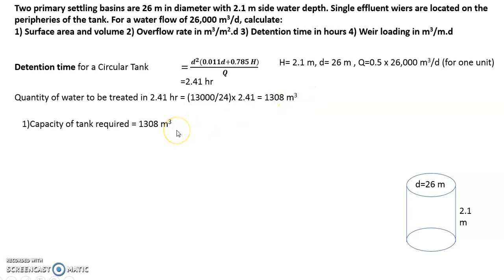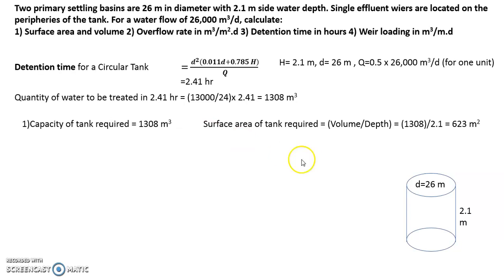Now the first one, we calculate the capacity of the tank required, this 1308 meter cube, and we are supposed to calculate even the surface area of the tank required. See, we know the volume is 1308, and we also know the depth equals 2.1. So we calculate the surface area. The surface area of the tank required is 1308 divided by 2.1, and that is around 623 meters square.